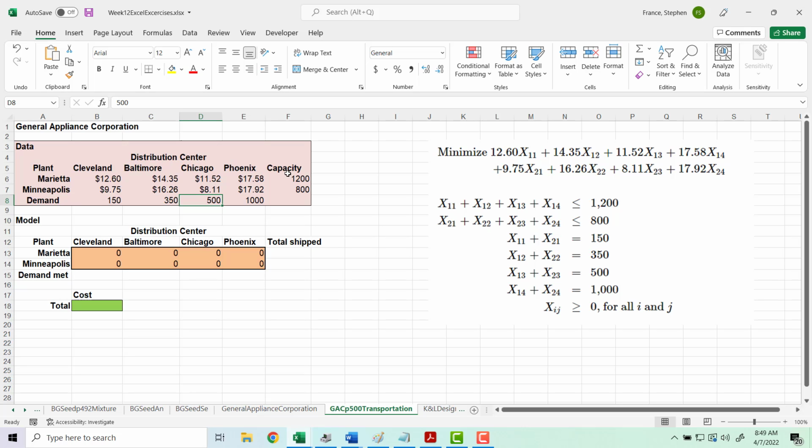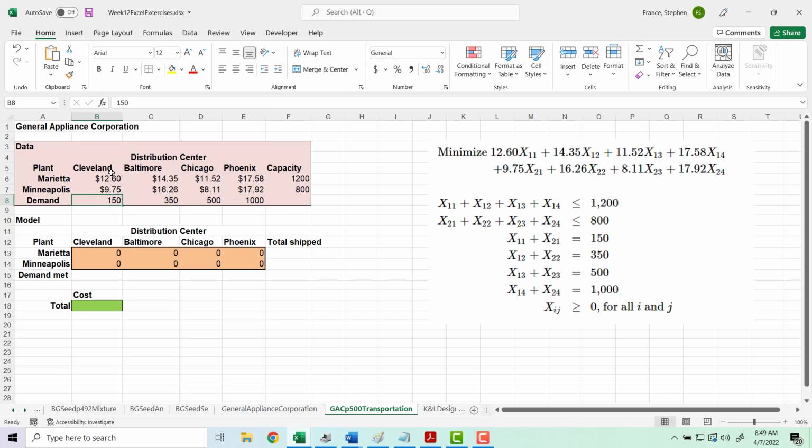Now, this is a completely deterministic problem. We assume the demand is fixed, but I guess we could add some additional analytics to have different linear programs for different estimated demands. But here we're just assuming that demand is fixed.